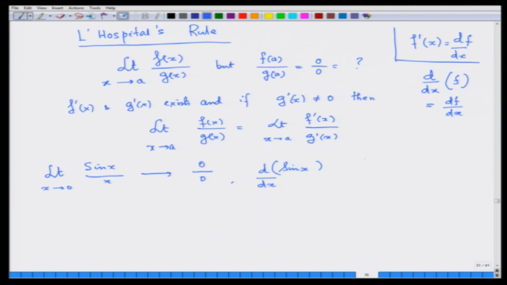So, d/dx of sin x is cos x, right, and cos x exists, and d/dx of x is 1 and that is not equal to 0. Which means limit of x tends to 0, sin x by x is the same as limit of x tends to 0, cos x by 1, and as x tends to 0, cos 0 is 1, it is a continuous function, and that is what you get.